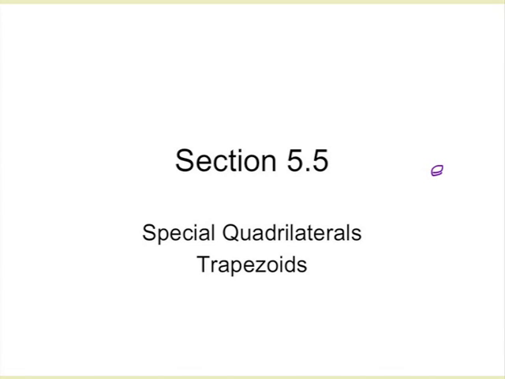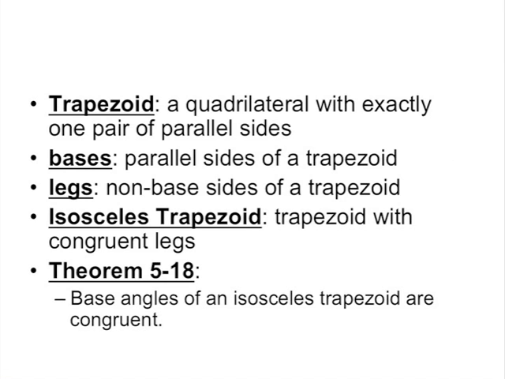Today we are learning our last section of chapter 5, which is about trapezoids. A trapezoid, by definition, has one pair of parallel sides. So a parallelogram has both sets of opposite sides parallel. A trapezoid has just one set of opposite sides parallel. So we can have lots of different looking trapezoids because of that.